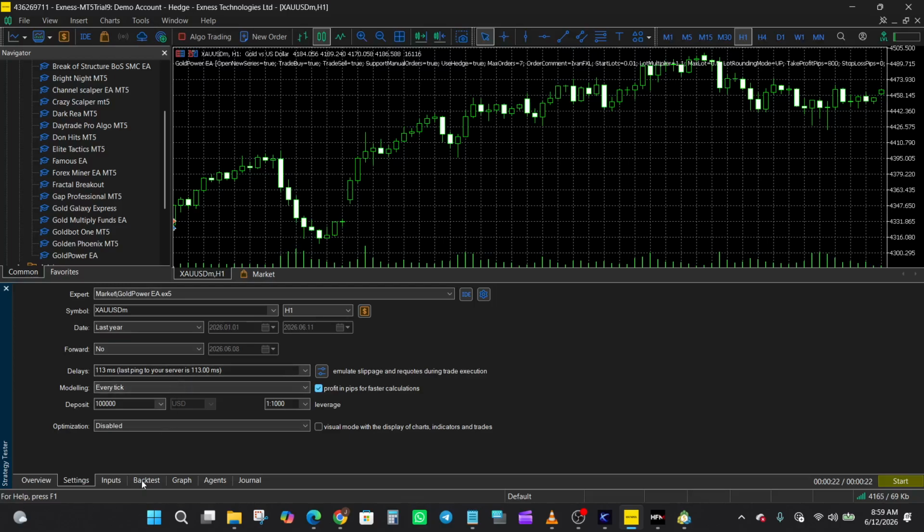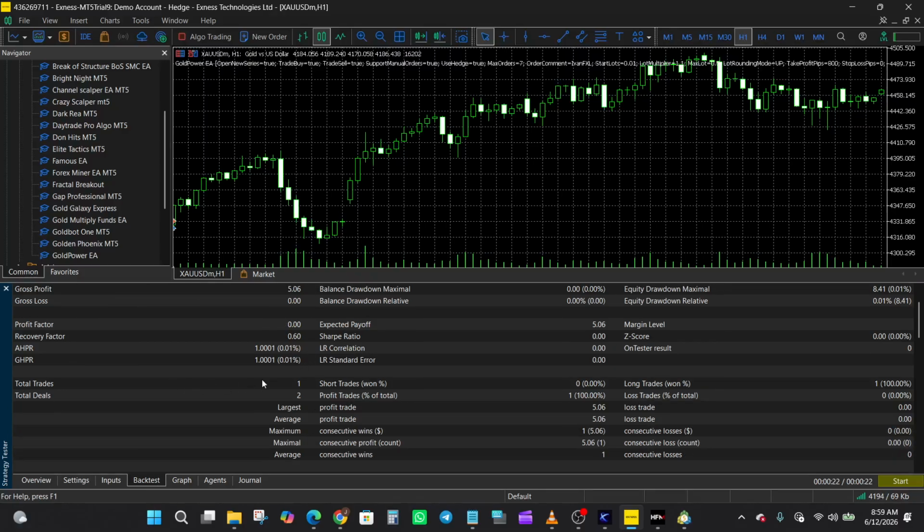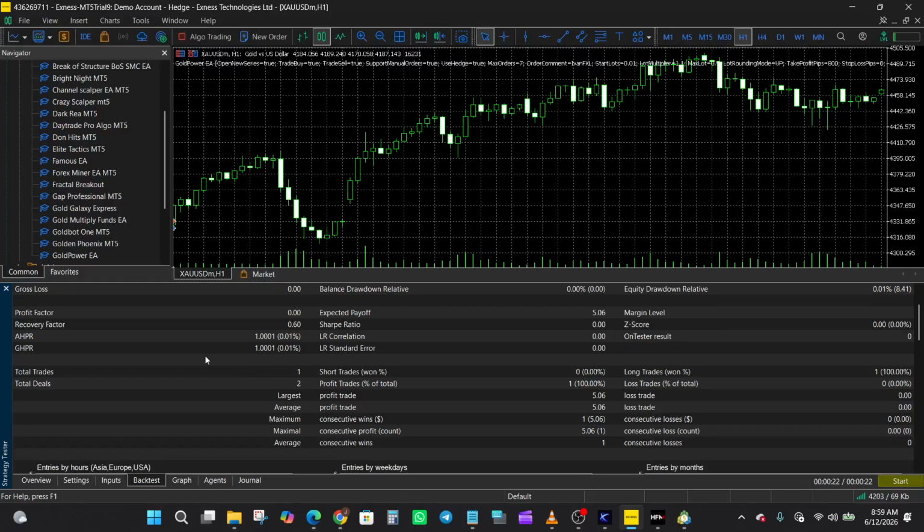So quickly we can see that from an initial deposit of $100,000, the total net profit was just $5.06, and only one trade was taken, right? And now that one trade was a long trade, and it was a profitable one.